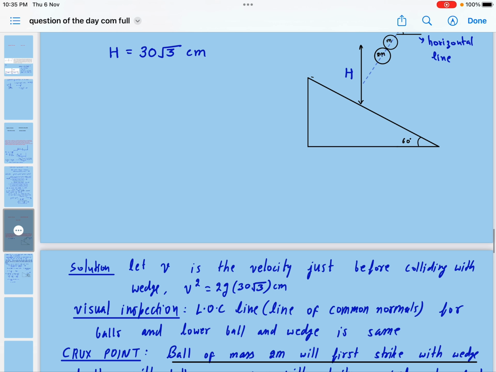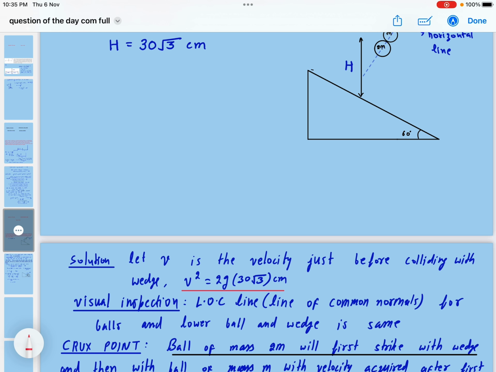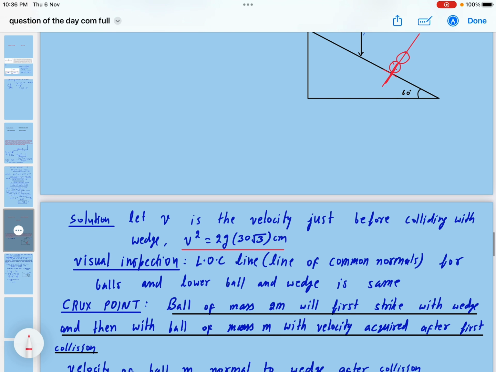If v is the velocity just before colliding with the wedge, then just before collision I can write v square by the kinematics formula. Now visual inspection is required in this question. If you see that LOC line, and the lower ball and wedge, if they are coming here and you draw the normal here, we get a common normal line for the two balls, and for the lower ball and the wedge. That is our visual inspection.